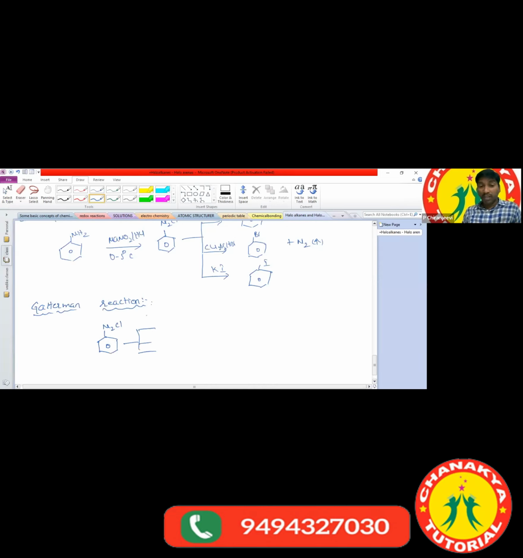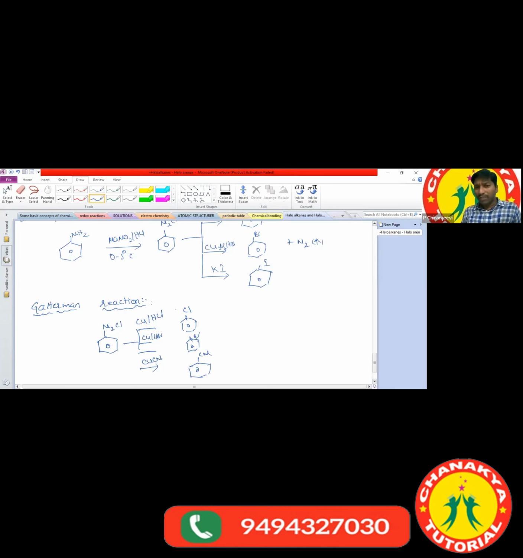In the Gattermann reaction, when the benzene diazonium chloride is treated with copper in presence of HCl, it forms chlorobenzene. Copper in presence of HBr forms bromobenzene. Similarly, if the benzene diazonium salt is treated with copper cyanide, CuCN, it forms cyanobenzene.